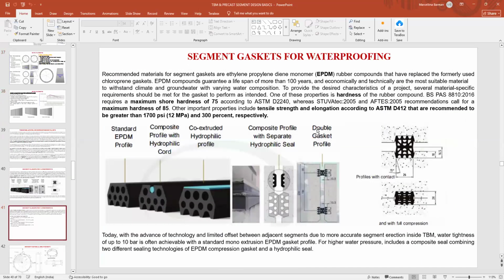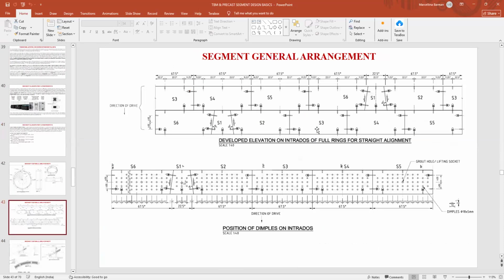I will show you. So this is basically when the segments are being arranged. This is the plan of the arrangement. So you can see how the segments are being placed. If there are six segments, they are marked S1, S2, S3, S4, S5, S6. Now S1 in my case is the key segment and the other segments are the main segments. So you can see how the segments are being placed and how the bolts are being placed. The bolts are in both directions. This way, the segments are being built continuously along the length.